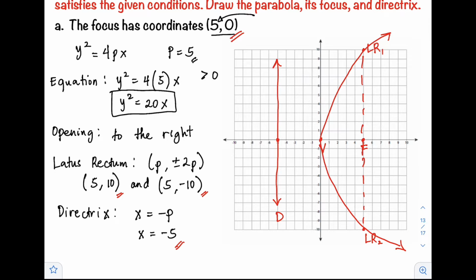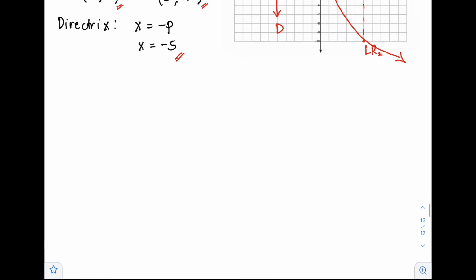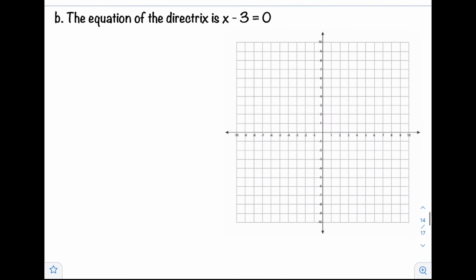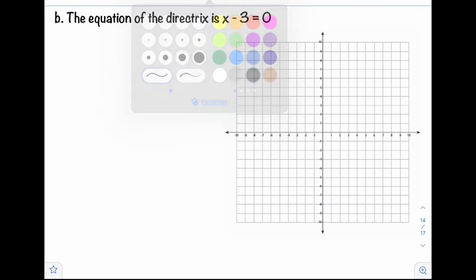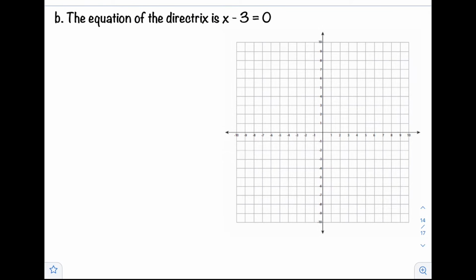Okay? Next, let's have example letter B. The equation of the directrix is x minus 3 equals 0. This time, what is given is our directrix, with the formula x minus 3 equals 0. So our directrix is x equals 3.